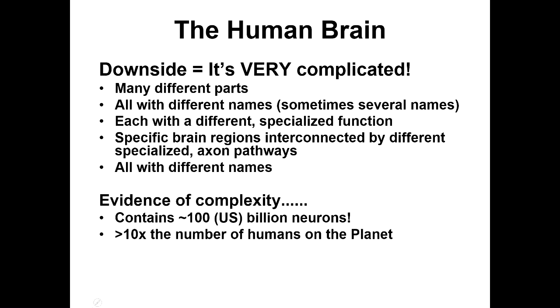I'm only the messenger. But just as an indication, finally, of the complexity of the human brain, it contains approximately 100 billion neurons, in US denomination. A US billion is 1,000 million, by the way. And that is greater than 10 times the number of humans on planet Earth. So that's just an indication of how complicated your brain is.